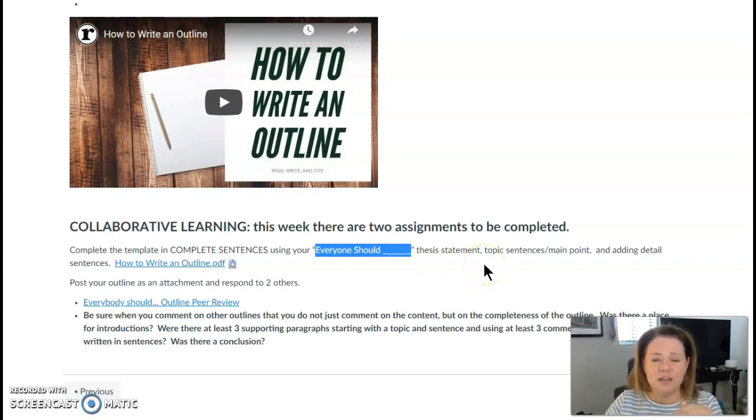Then you're going to use the body of your paper to go in, and reason number 1, you're going to explain, develop, back up, conclude the paragraph, move on to paragraph number 2. And you're going to keep doing that through the body of your paper.